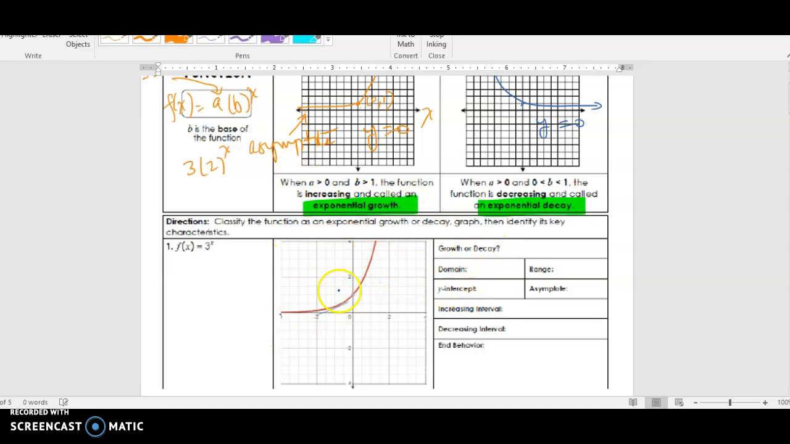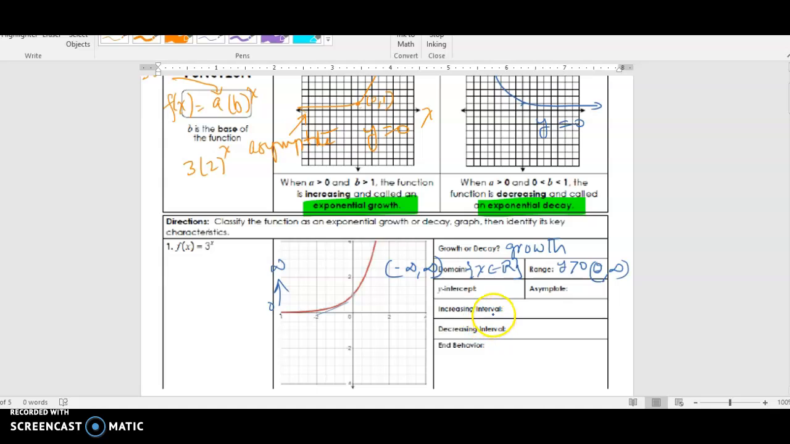Here, for example, this is a growth function because the values of y are increasing as you go from left to right side of the x-axis. The domain of this function is all real numbers. You would say x such that x is all real numbers, or x belongs to all real numbers, and in interval notation, it is -infinity to infinity. The range goes from 0 and above, but it's not touching 0, so you would say y is greater than 0, or in interval notation, 0 to infinity.